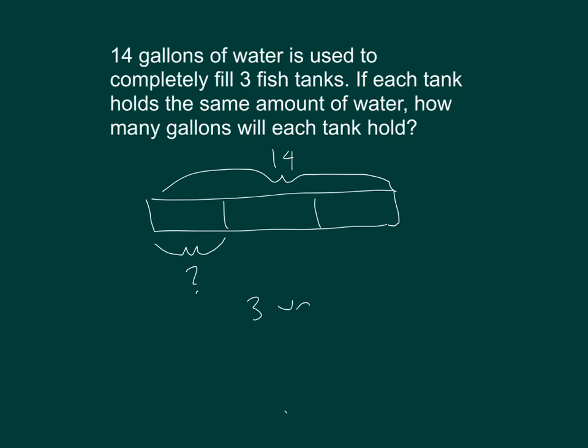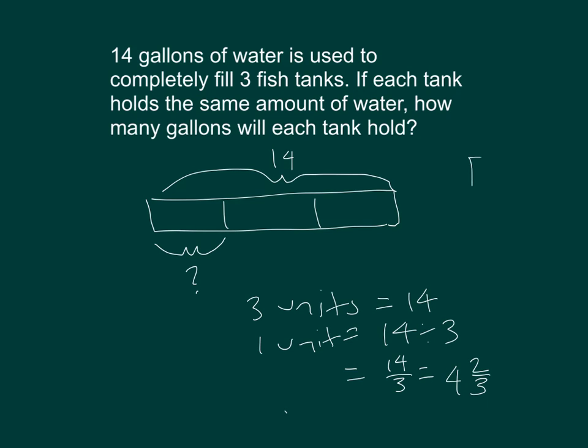3 units equals 14. 1 unit equals 14 divided by 3, which equals 14 thirds, which equals 4 2/3.